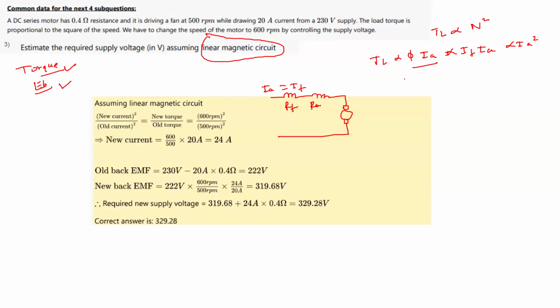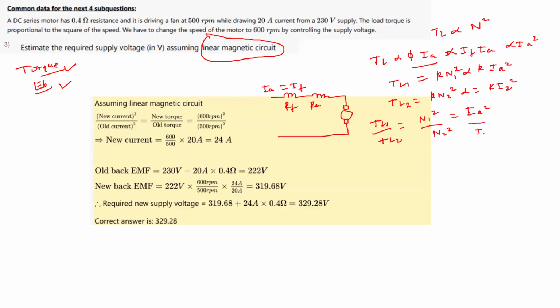So now we will see, in the first case, we will be taking the ratio. So in the first case, the torque TL1 is proportional to K N square, which is also proportional to K Ia square. Okay. Now let us say this is torque 2. So torque 2 is proportional to N2 square. Let us say in the second case, the current drawn is I2. Okay. So this becomes I2 square. So if I take the ratio of two torques, this becomes N1 square by N2 square is equal to Ia square by I2 square.